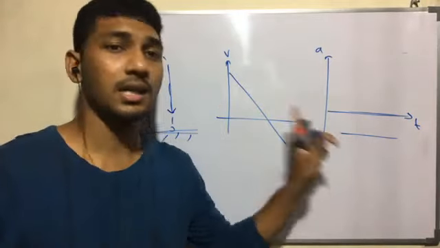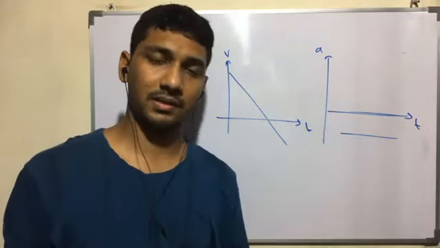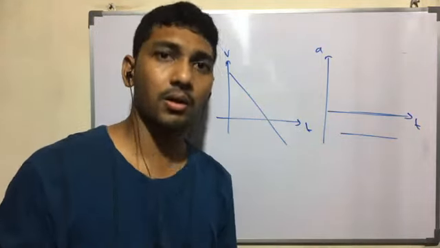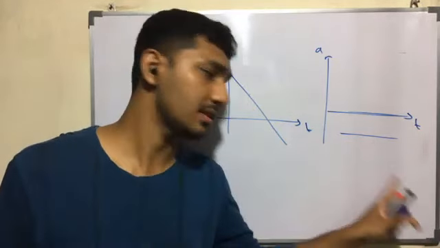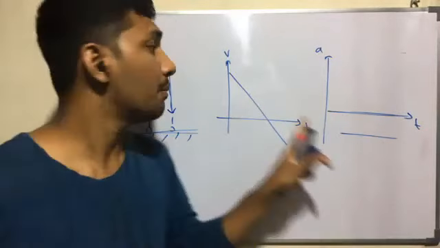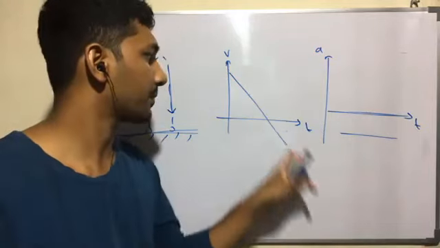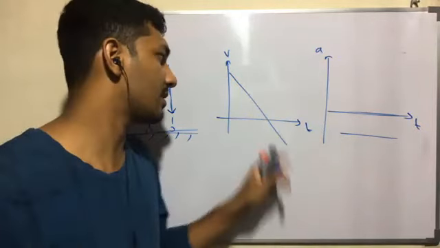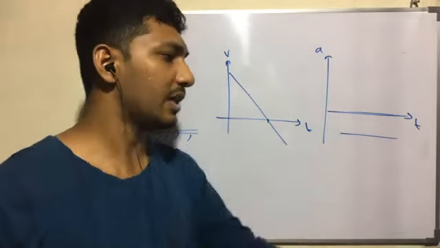Was there a change in the direction of acceleration? No, not at all. It was always in the same direction, same value, negative direction, constant value. But velocity changed its direction: a plus to minus transition occurred at the highest point. So that statement cannot be correct.